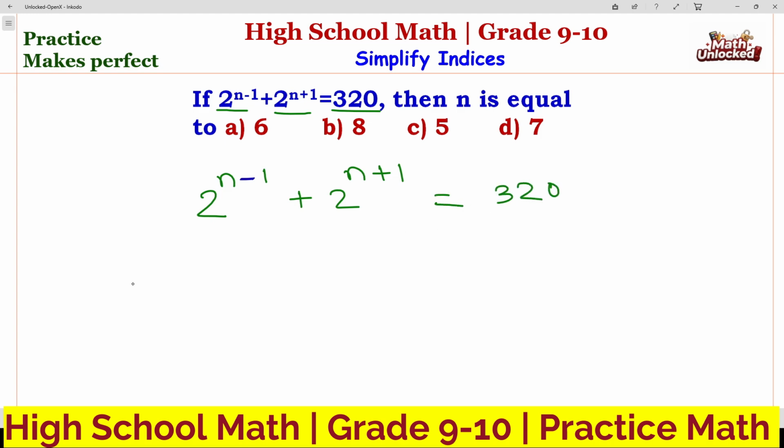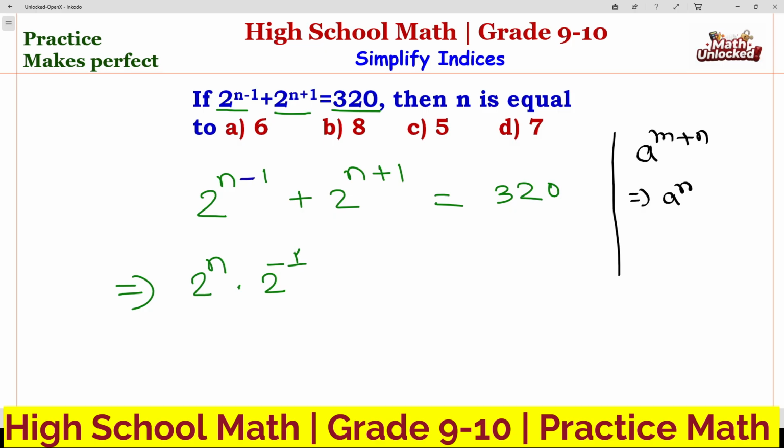320. Now this one we can write like 2^n times 2^(-1). How? Because we know a^(m+n) we can write as a^m times a^n. Same thing in here, 2^n times 2^1 equals to 320.